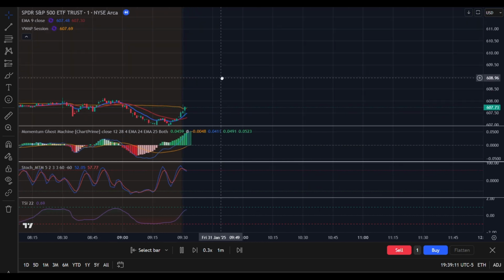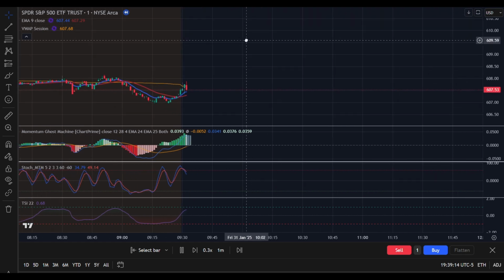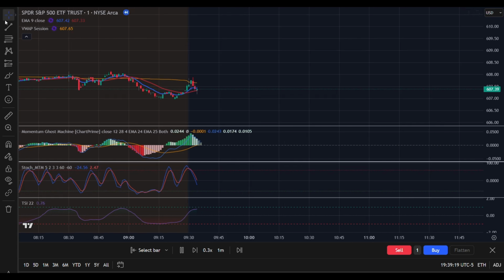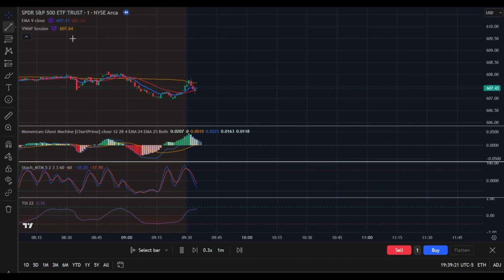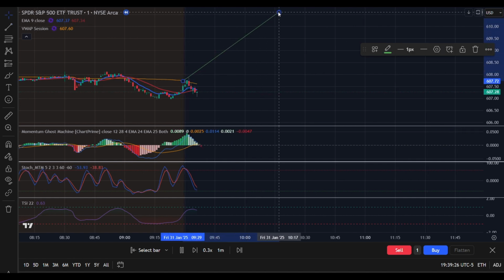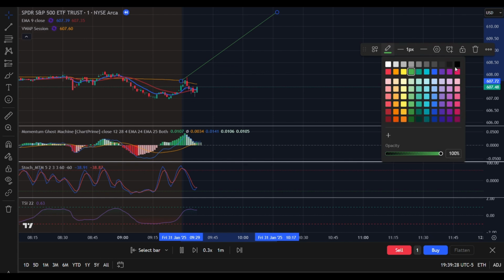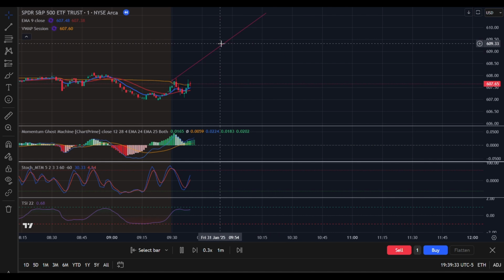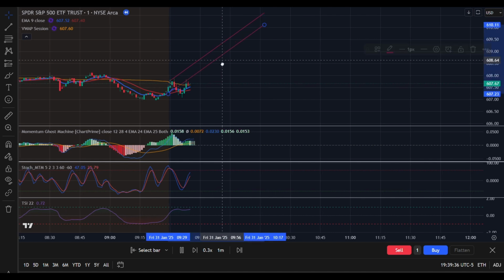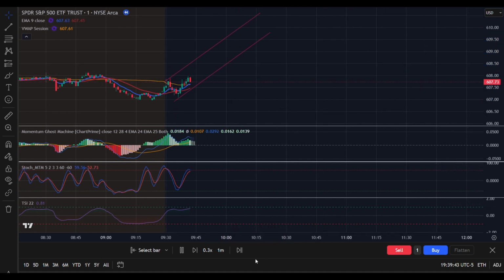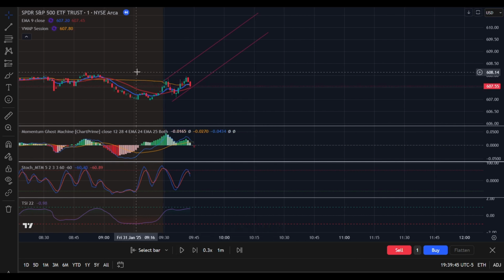I sped it up just a tad. And as I go on, I'm going to adjust as the market tells me what's going on. I'm going to have to adjust. As a rule of thumb, I paused it.